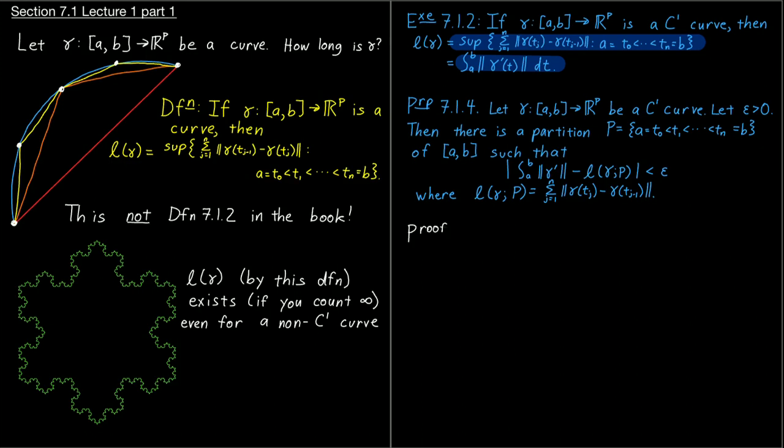Let me prove this for you. So what it means to be continuously differentiable, if you unravel the definitions, is that gamma prime, a function with the same domain as gamma and range R^p, is continuous. And [a, b] is compact, since closed bounded sets in R^p, so certainly in R, are compact. So by theorem 5.5.10, gamma prime is uniformly continuous.